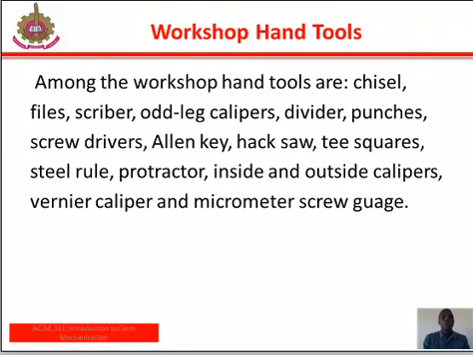Workshop hand tools. Among the workshop hand tools are chisel, files, scribers, odd leg calipers, dividers, punches, screwdrivers, Allen keys, hacksaw, T-squares, steel rules, protractor, inside and outside calipers, vernier calipers, and micrometer screw gauge, among others. A sketch drawing of each of these hand tools is given, and their uses are discussed over the next few slides.